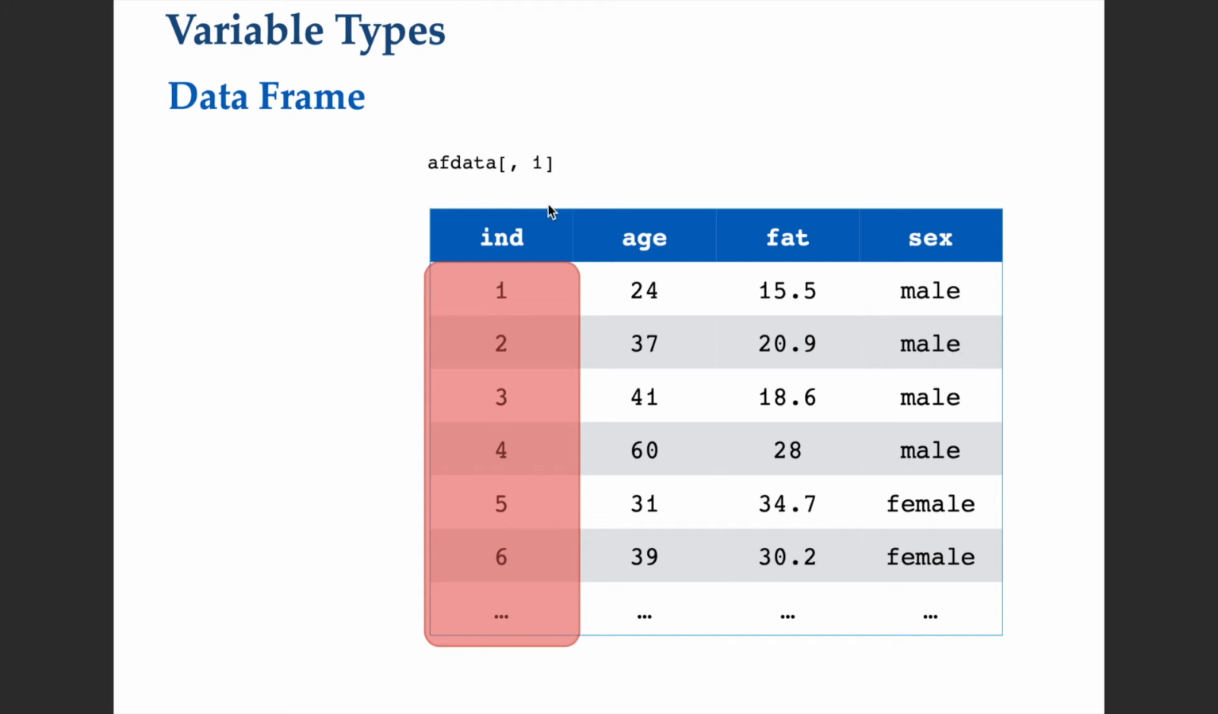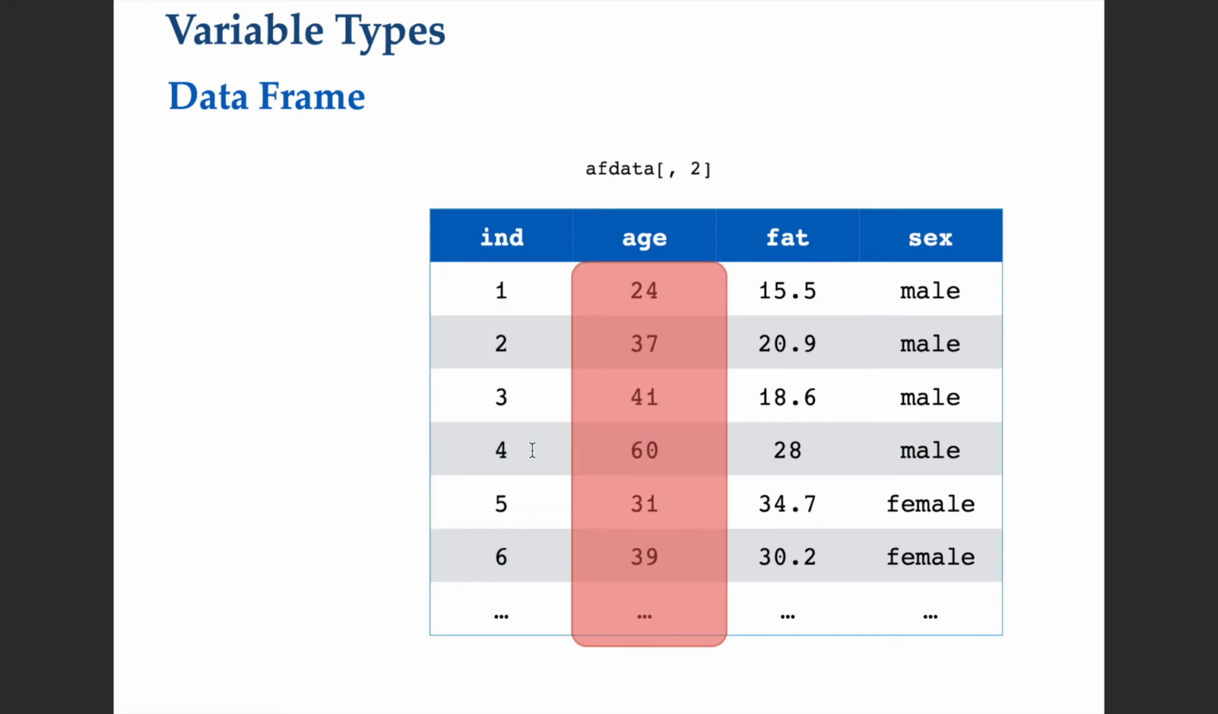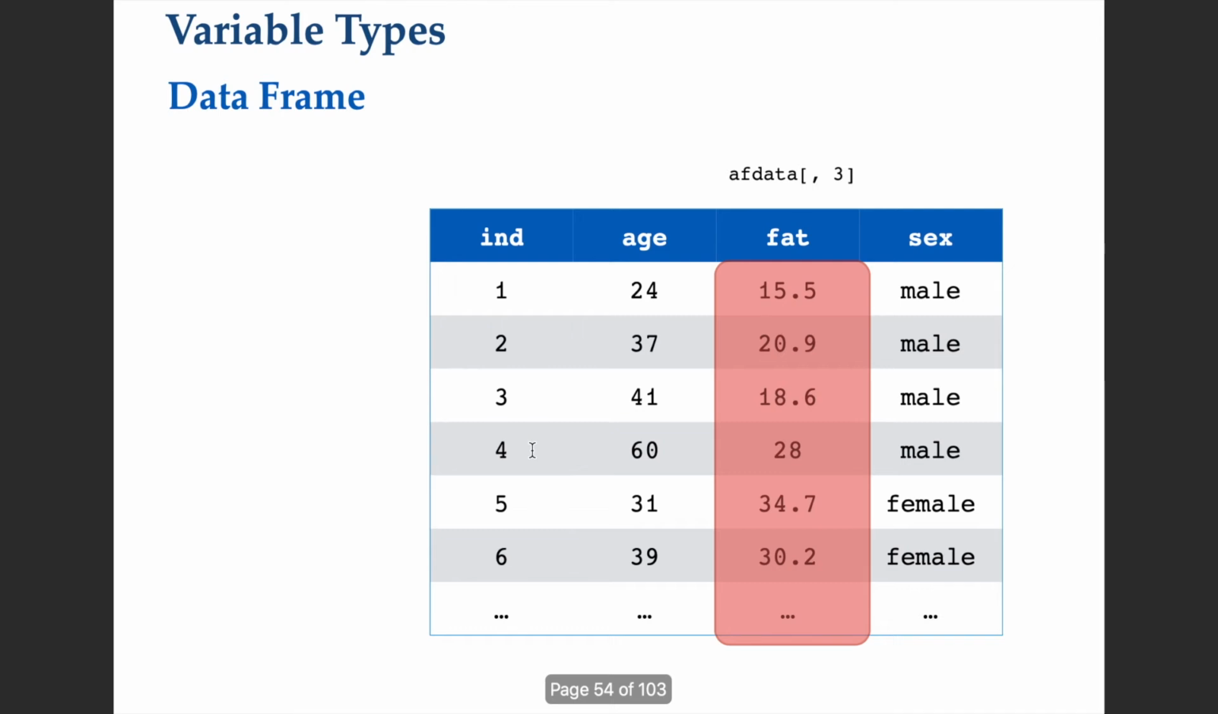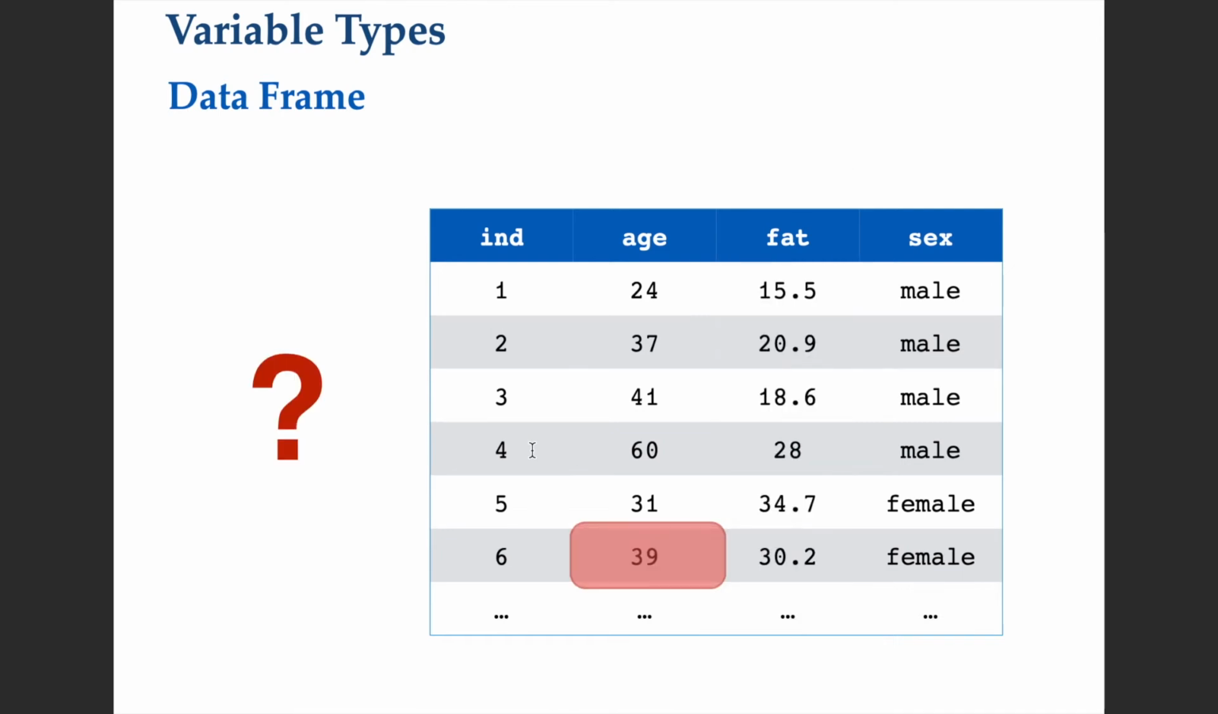We can do the same thing for columns. So let's say we want all of the data for the first column. So we want all rows, so we leave the first position, the row position, blank, and then a comma, and then a 1 to indicate the first column. And so that will give us all the data in the first column, or the second column, or the third column, or the fourth column, and so on.